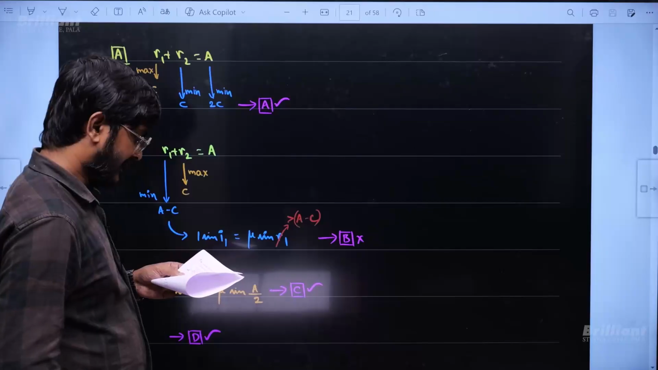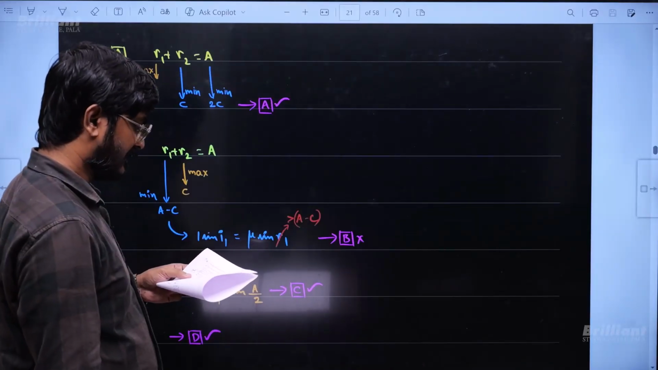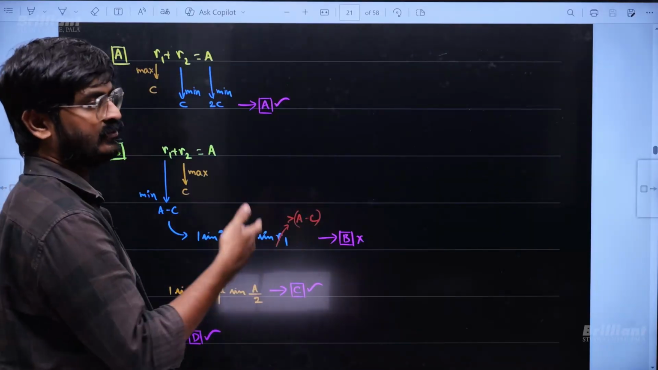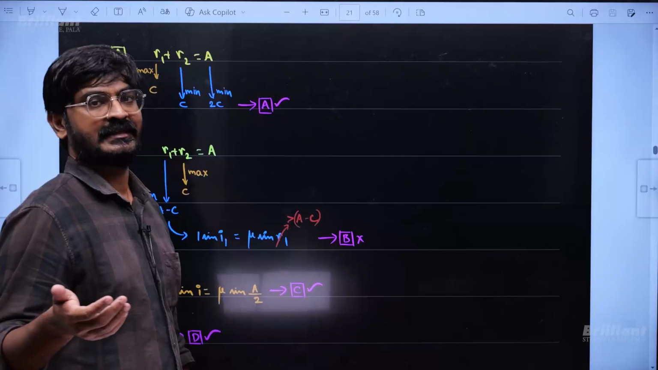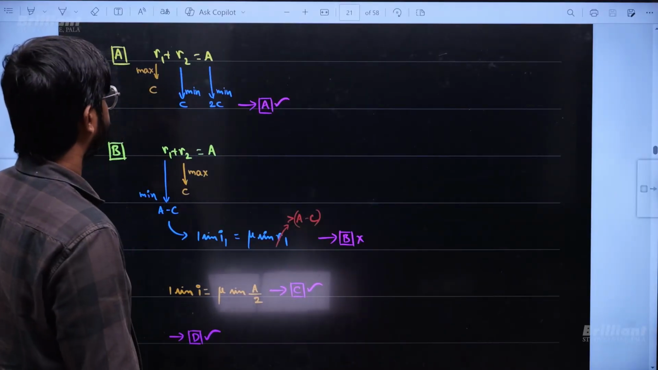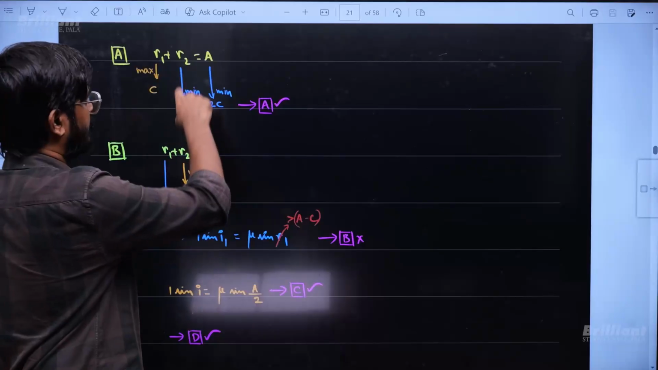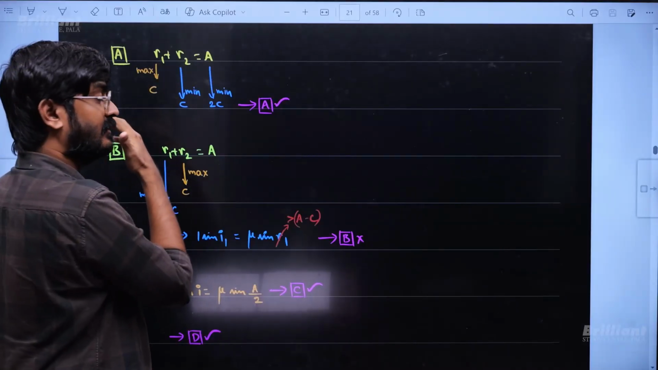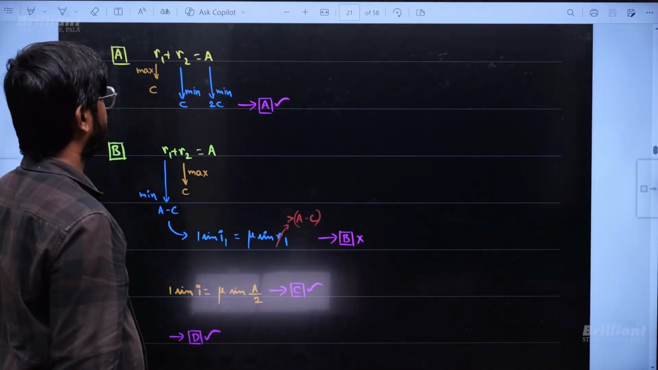So light will not emerge out of the prism. If light is not emerging out of the prism, R2 should be at least critical angle or greater than critical angle. So yeah, this should be at least critical angle or greater than critical angle.